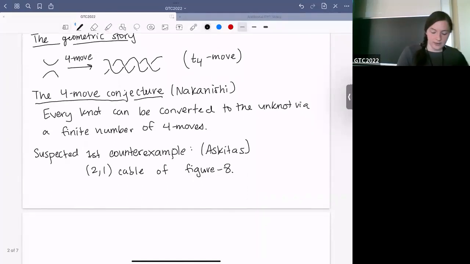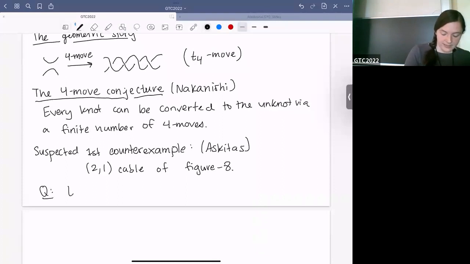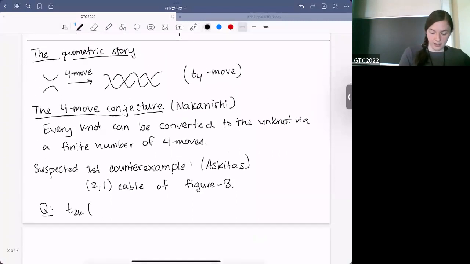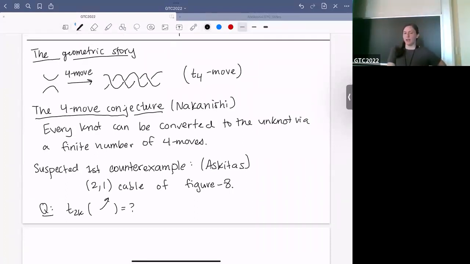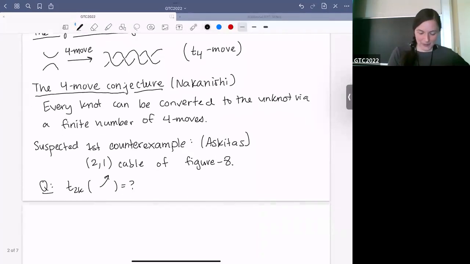Oh yeah, the question is, what is T2K of the 2-1 cable of the figure 8? I don't know it off the top of my head, but T2K would allow me to do lots more twists, maybe. If I change this 4 to any number of twists, I do this. I don't know. If the 4 is a 2, I think we're okay, but I haven't thought much about that.